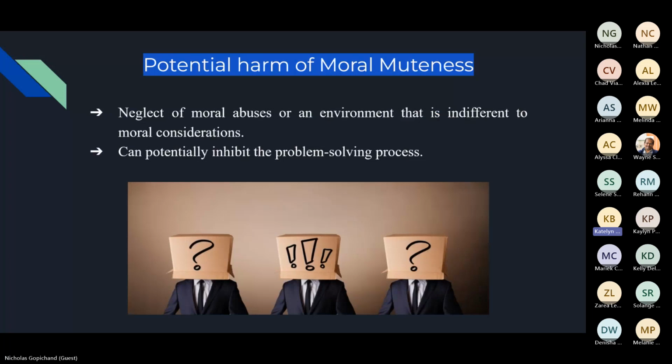Potential harm of moral muteness. The neglect of moral abuses or an environment that is indifferent to moral considerations.